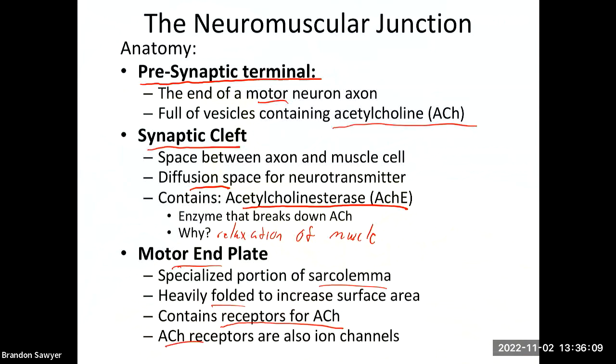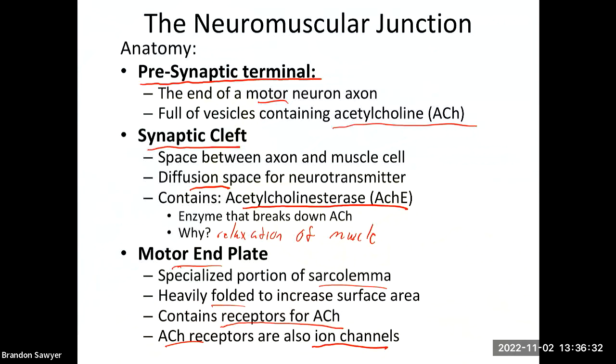These acetylcholine receptors are also ion channels. When acetylcholine binds to them, that changes them in such a way that it opens up the channel that is part of that same receptor, and then allows ions to run through that channel. We'll talk more about all those details here in a second.